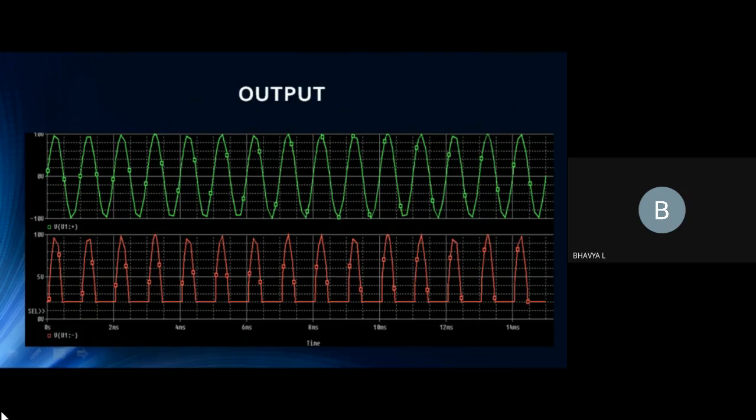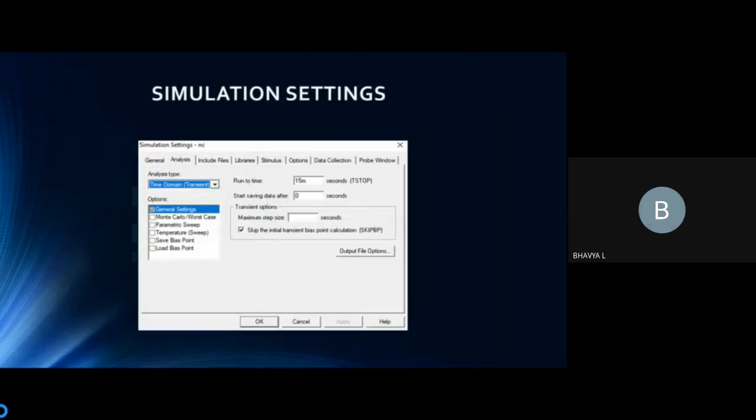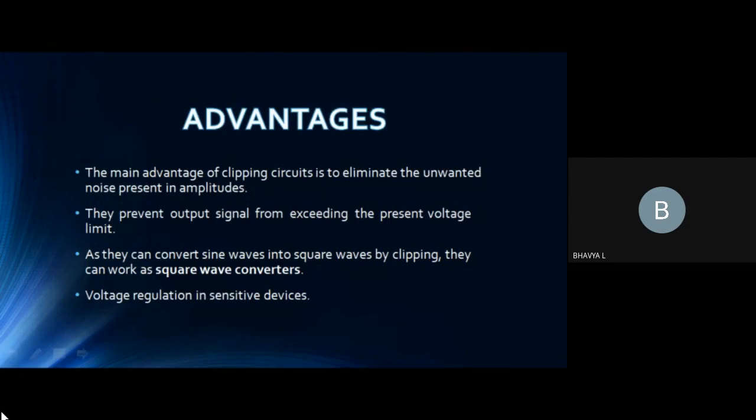And next, this is the circuit diagram of the negative clipper with the negative reference voltage. Here, V4 is the reference voltage and it is set as negative 2 volt. Let's see the simulation settings. Like previously, by setting analysis type as time domain and run to time as 15 milliseconds, we get the output. The above sinusoidal signal is the input and the below signal is the output. Here, all the voltages below negative 2 volt are clipped off as we have set the reference voltage as negative 2 volt.